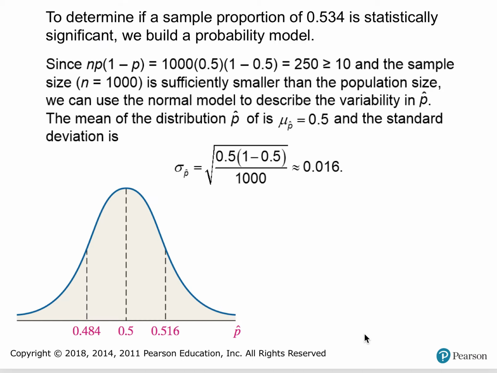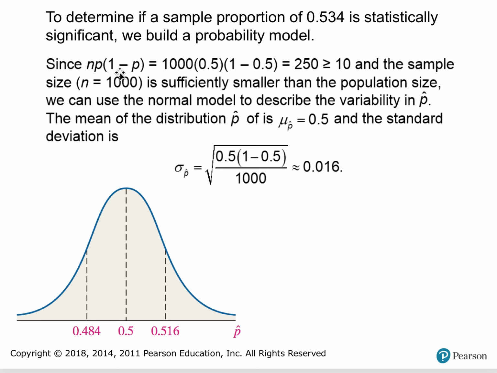All right, so let's keep looking at this example. To determine if a sample proportion of 0.534 is statistically significant, let's build a probability model, because we might get a second random sample of 1,000 that would result in a different sample proportion, right? And we want to describe the variability so we can determine if the results that we obtained are unusual or not. So first of all, we've got to meet those three requirements for assuming it's normal, right?